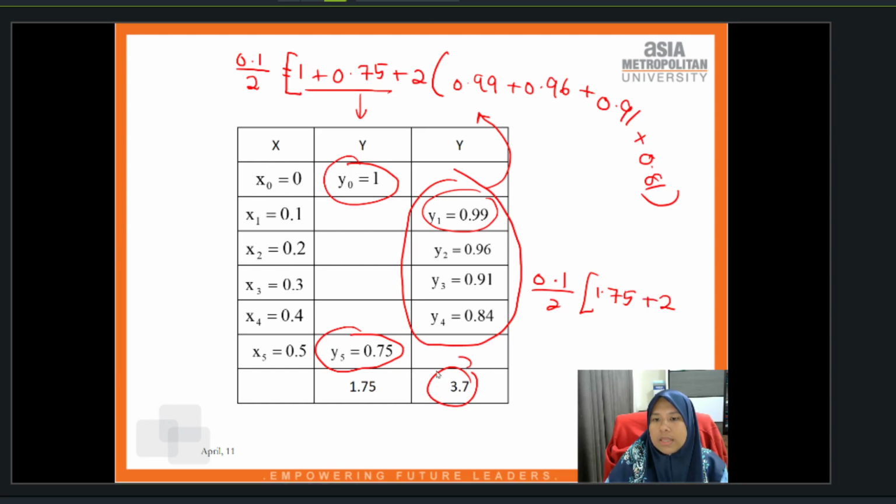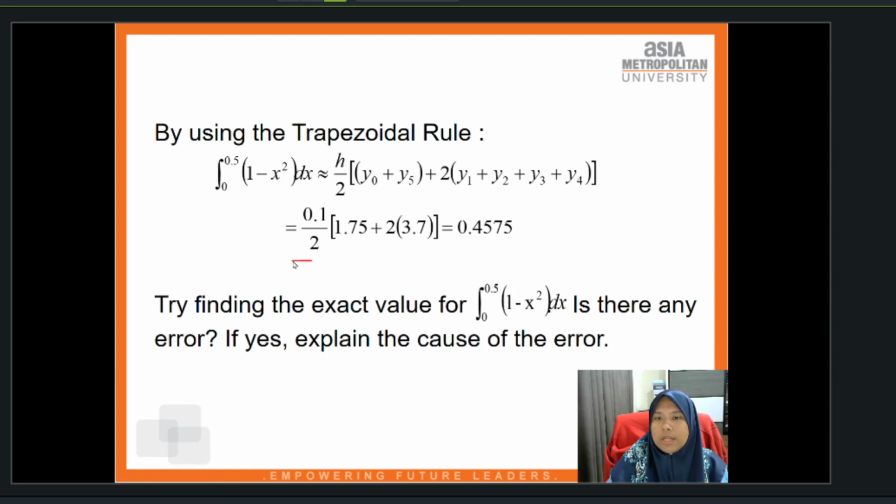Plus 2 times this, 3.7. So use your calculator. Voila, we got the answer.